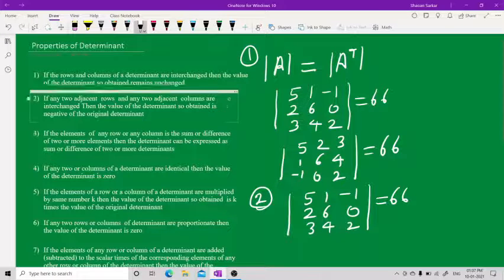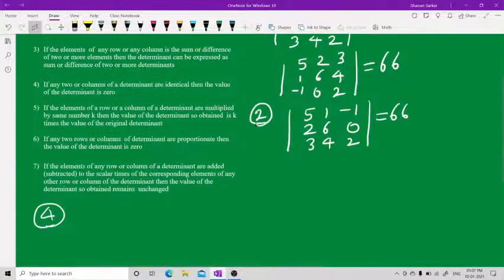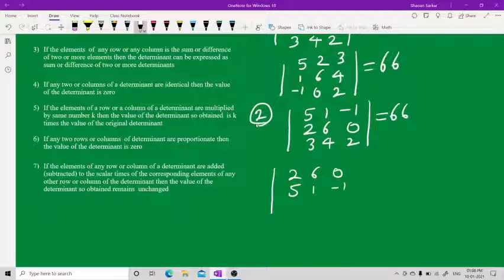Now what I do is I interchange the rows or the columns. That is, I am interchanging the first and the second row: 2, 6, 0, 5, 1, minus 1, 3, 4, 2. Then I'll get minus 66.